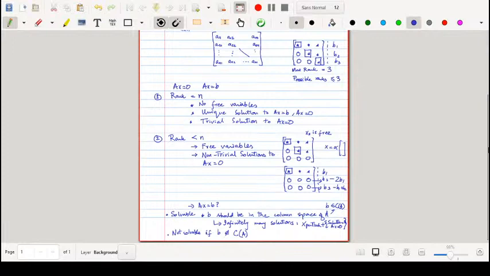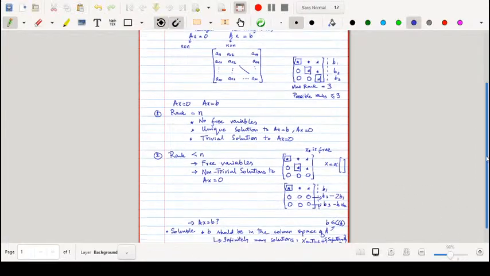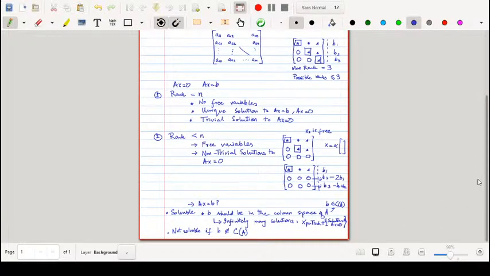You do Gaussian elimination. If you get n pivots, if you get all of the pivots, you'll get a unique solution to Ax equals b. You'll get a trivial solution to Ax equals 0. But if you get fewer than n pivots, then you have a problem, right? Then you have free variables and you will start getting non-trivial solutions to Ax equals 0. And Ax equals b will be sometimes solvable and sometimes not solvable. All right. So this is putting everything that we know into one place.